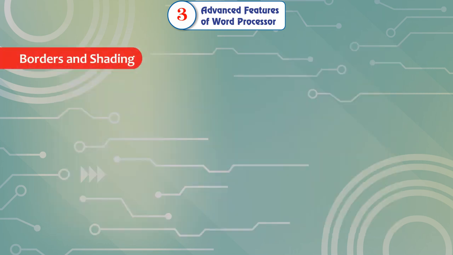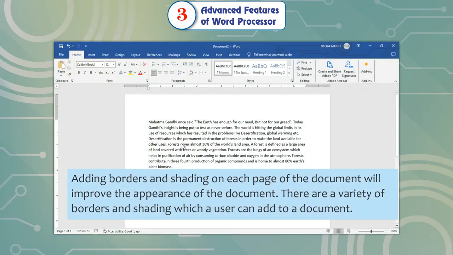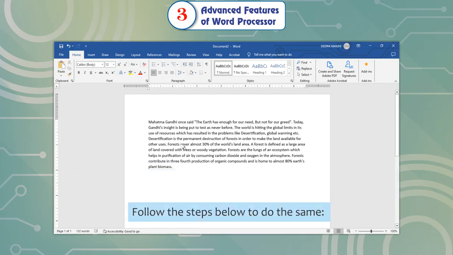Borders and shading. Adding borders and shading on each page of the document will improve the appearance of the document. There are a variety of borders and shading which a user can add to a document. Follow the steps below to do the same.